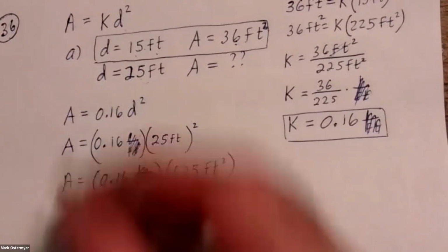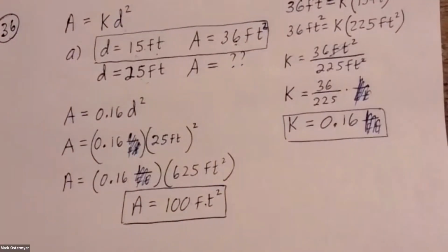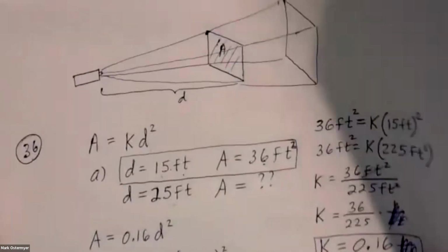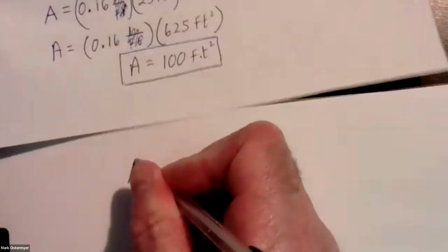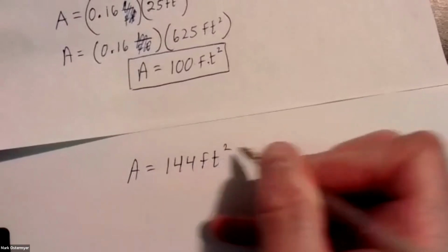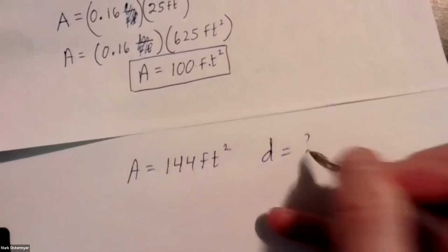That was all of 36A here. There is a part B to this question, I believe. And in part B, it says if the projected image is 144 square feet, how far will the projector be from the wall? So now it says if the area of the projected image is 144 square feet, what is the distance from the wall?